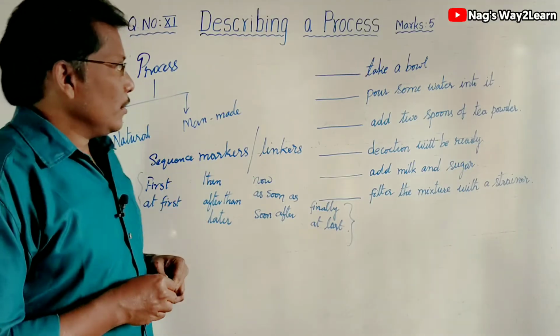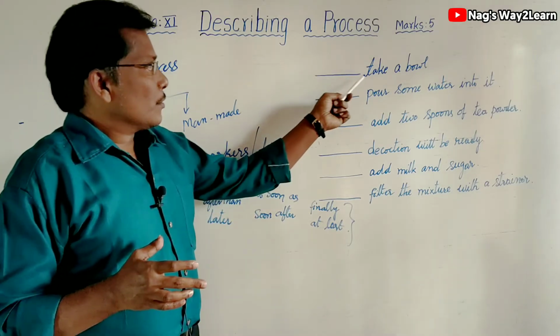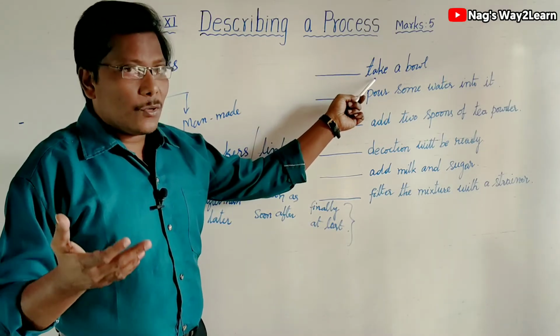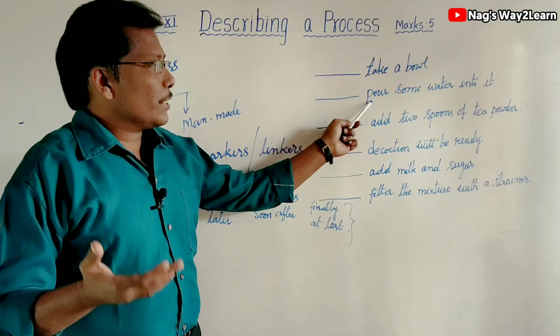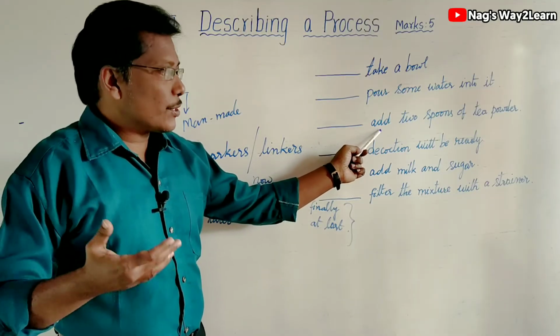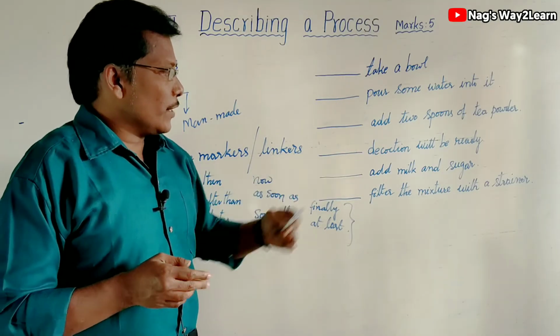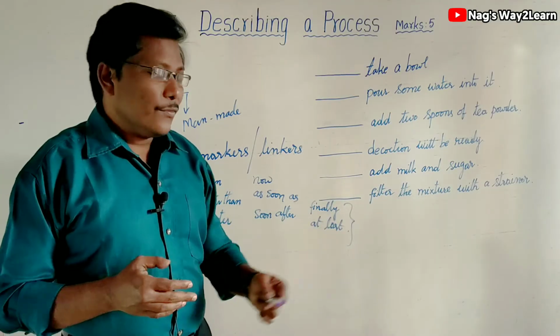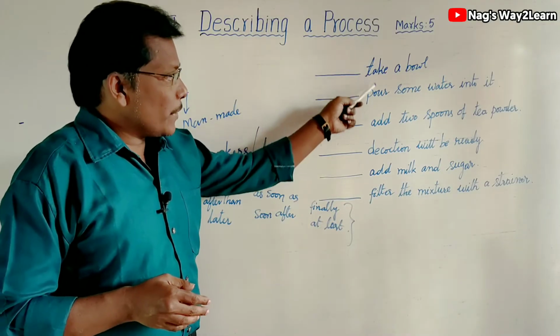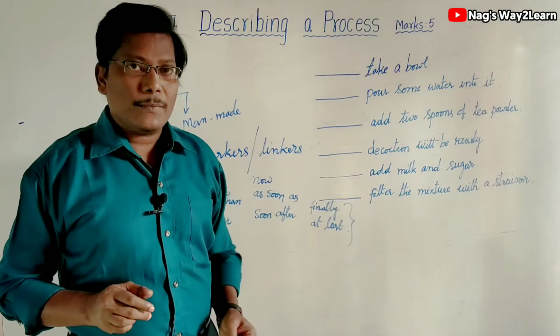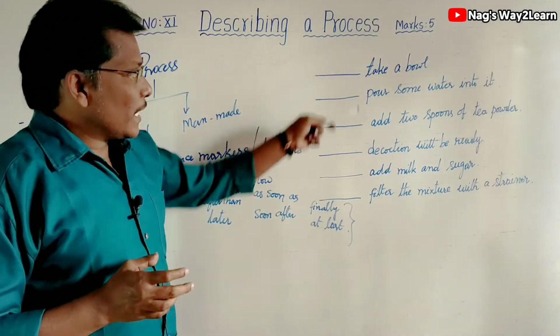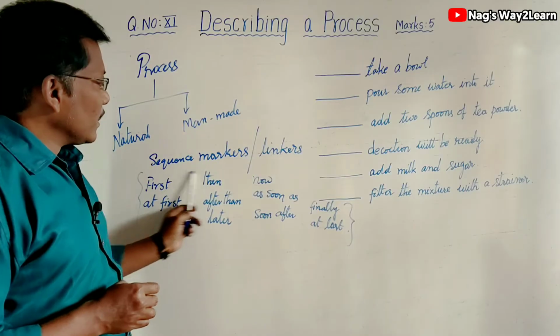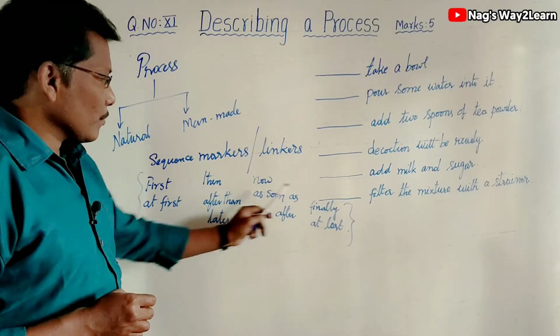Okay, for example, in preparation of tea, the steps are: take a bowl, pour some water into it, add 2 spoons of tea powder, decoction will be ready, add milk and sugar, filter the mixture with a strainer. So these are the main points or individual sentences. Now we need to connect these sentences by using these linkers or sequence markers.